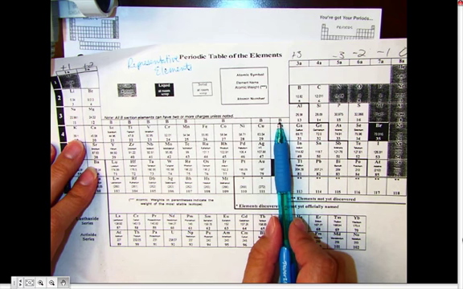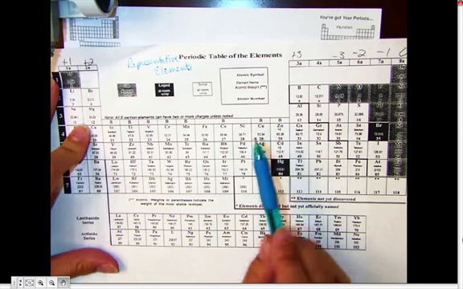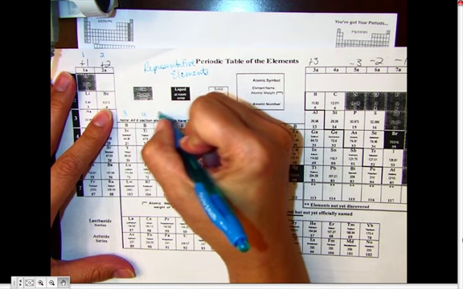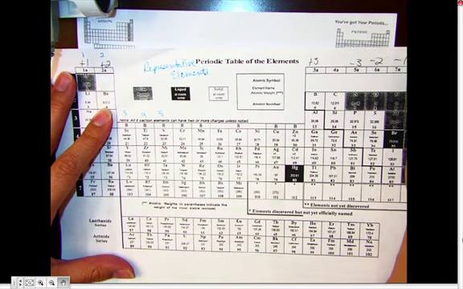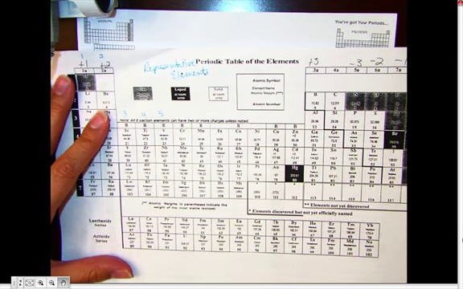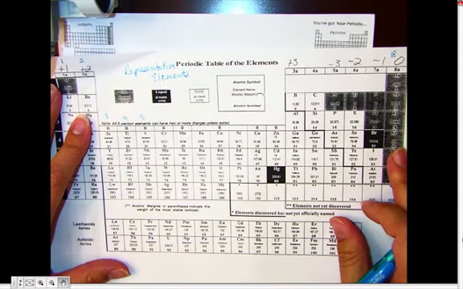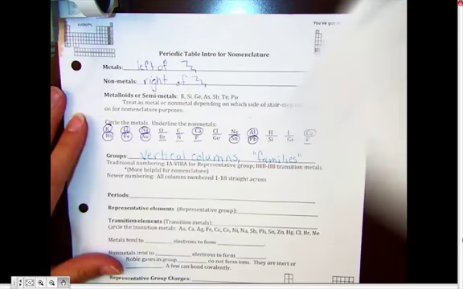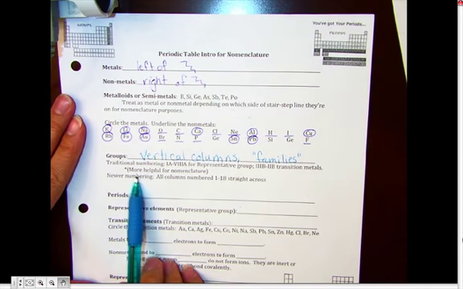And then in some of the newer, more modern tables, they actually will number the columns straight across. 1, 2, 3, 4, 5, every single column all the way across to 18. And there's nothing really wrong with that, except that it doesn't help us with our nomenclature rules very much. So, I think we've been over that.